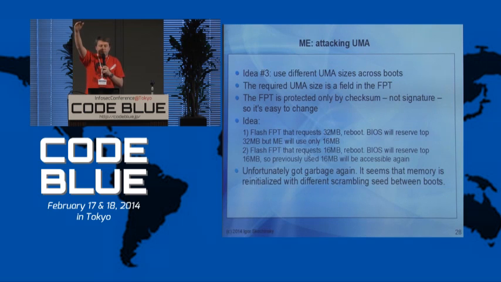First, ask from the BIOS a very big chunk of memory, 32 megabytes, on one boot. And so the ME will only use, of course, only 16 megabytes, and it will be put in one part of the memory. And then on the next boot, reflash this FPT with 16 megabytes. So it will request only 16, so only 16 megabytes will be locked. And the other 16 megabytes that was used on the previous boot will be accessible.